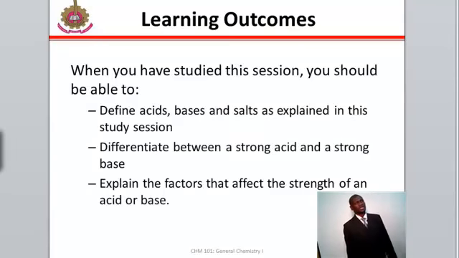At the end of this study session, you are expected to know how to define acids, bases, and salts as explained in the study. You are expected to know how to differentiate between a strong acid and a strong base. And lastly, you are expected to be able to explain the factors that affect the strength of either an acid or a base.